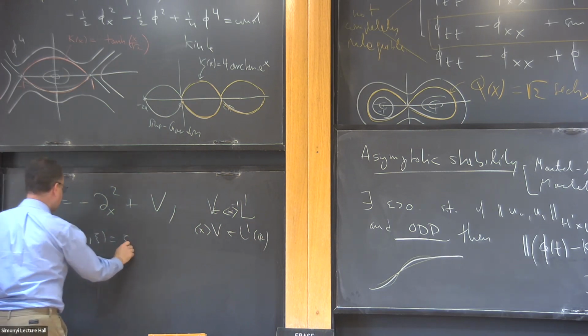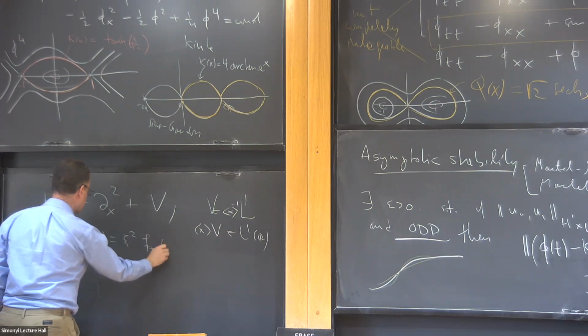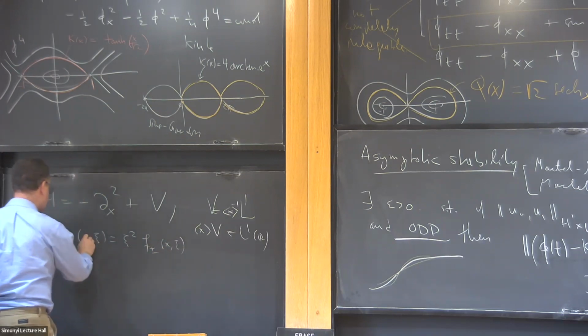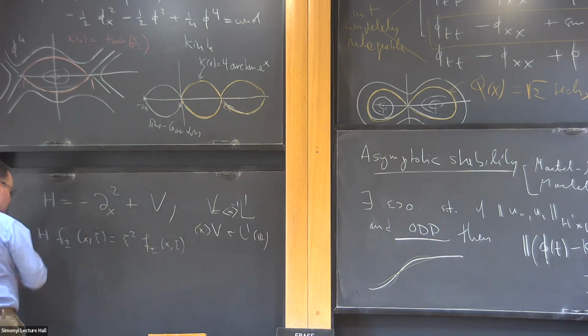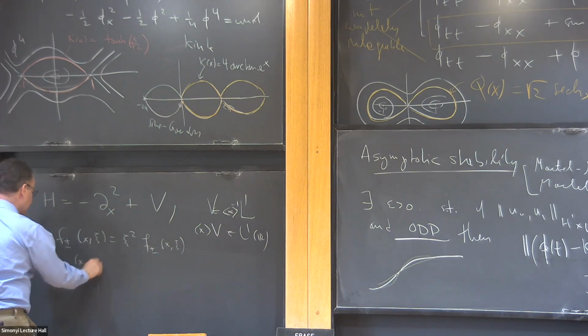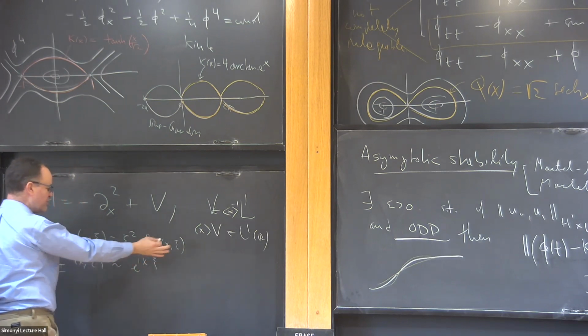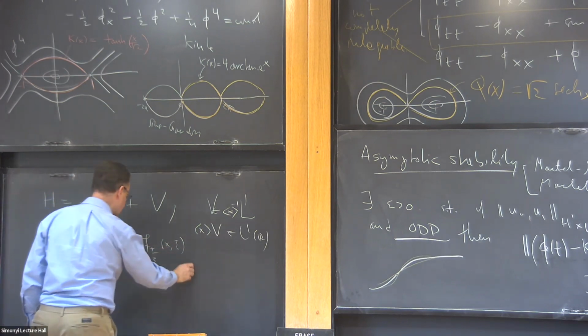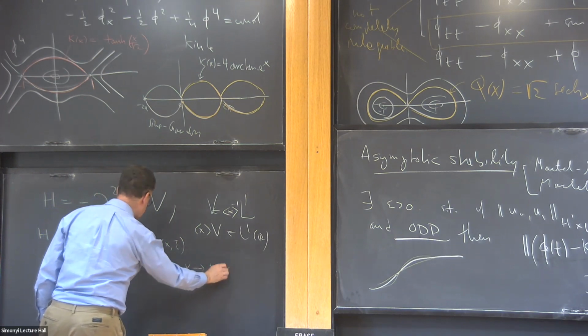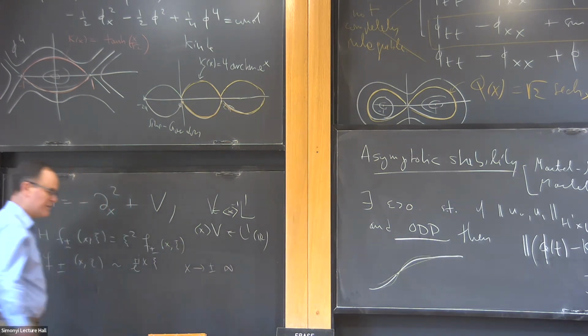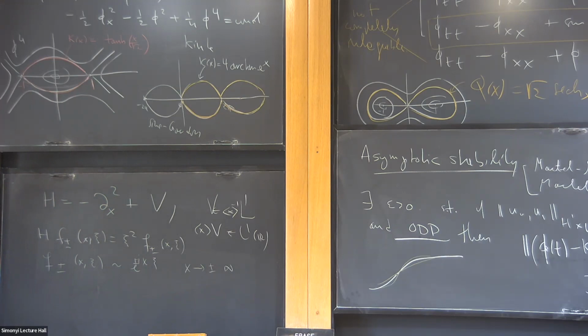which are solutions f plus minus of x, psi, which have the property that they are asymptotically equal to the free waves, to plane waves, as x tends to plus minus infinity, with the corresponding plus minus sign. All right. These are the famous Jost solutions.